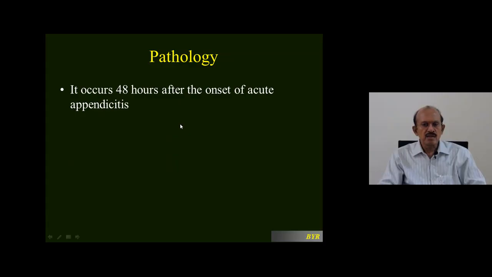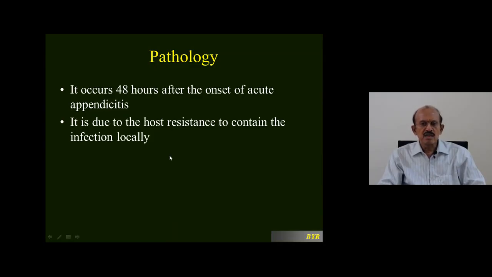It occurs 48 hours after the onset of acute appendicitis. So this usually occurs in catarrhal appendicitis. If it is an obstructive appendicitis, this type of localization cannot take place, because usually the sequence of events will be very rapid. They progress to gangrene, perforation, peritonitis in obstructive appendicitis. In catarrhal appendicitis, there will be slow progression of the inflammatory process from the mucosa to the serosa, and from there adhesion formations with the surrounding bowels, forming the appendicular mass. So it takes about an average of 48 hours.